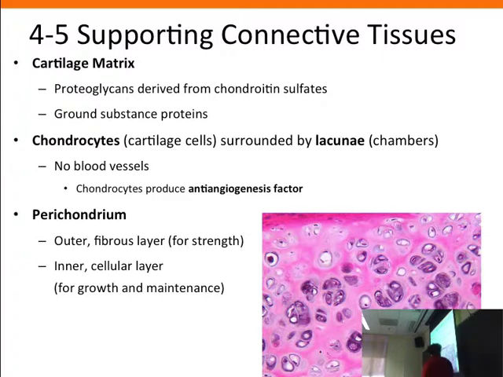On the outside, this is actually not the best picture. You can see just a little bit of it here. This would be a strip of cartilage here. On the outside of it, there's this perichondrium. It's a fibrous outer layer that has the chondroblasts, the cartilage stem cells. In that layer, they will differentiate and then become chondrocytes down the road. All right.